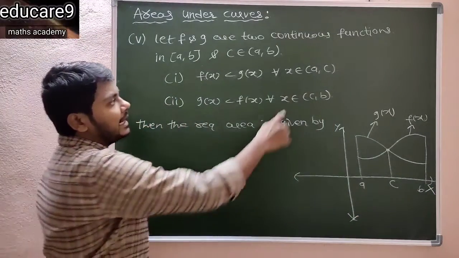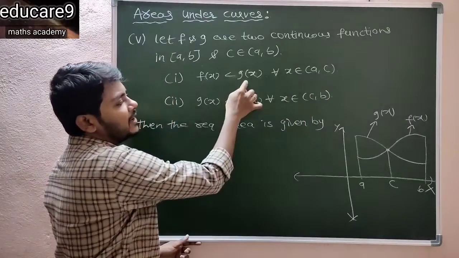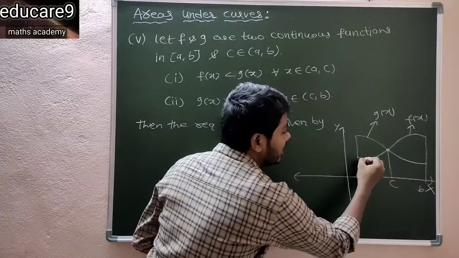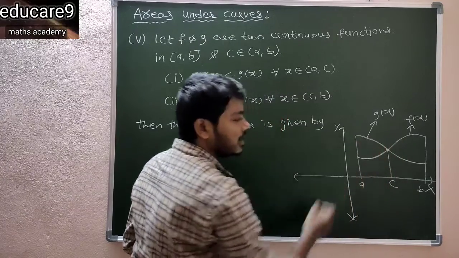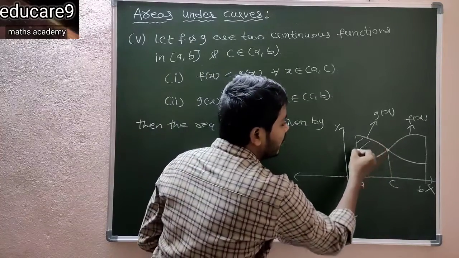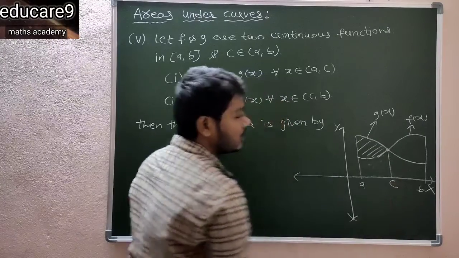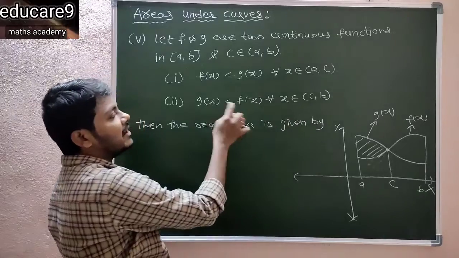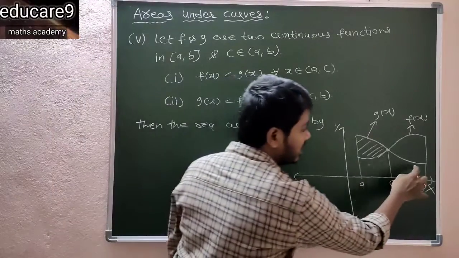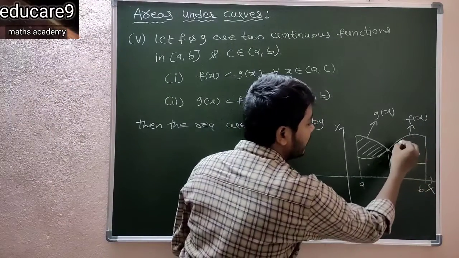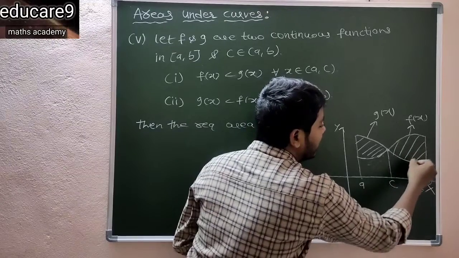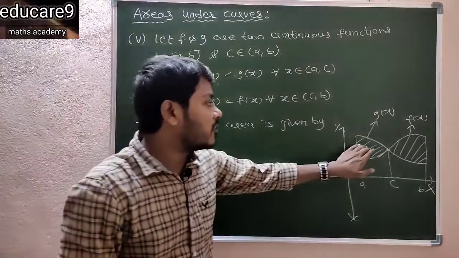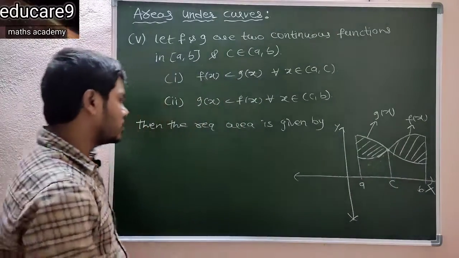So clearly in the interval A to C, f of x is less than g of x. So you need to find this area. And in the interval C to B, see here g of x is less than f of x. So this is g of x, this is f of x. So clearly in that interval g of x is less than f of x. Therefore the required area, so this area is what?